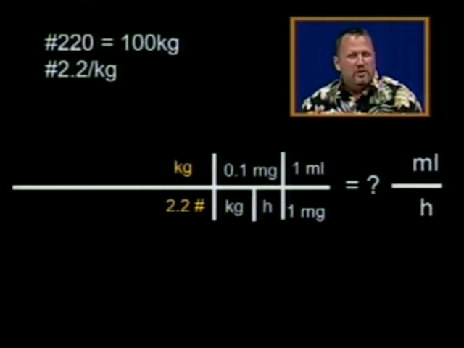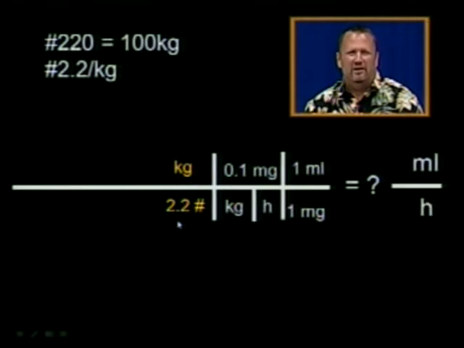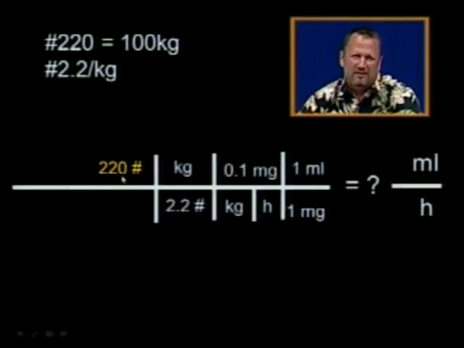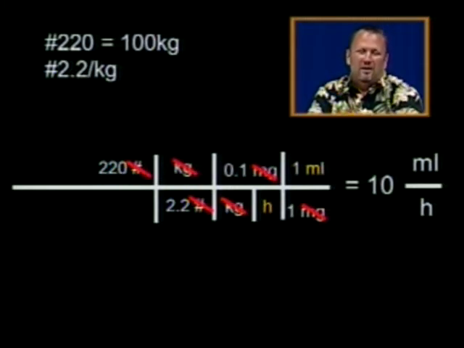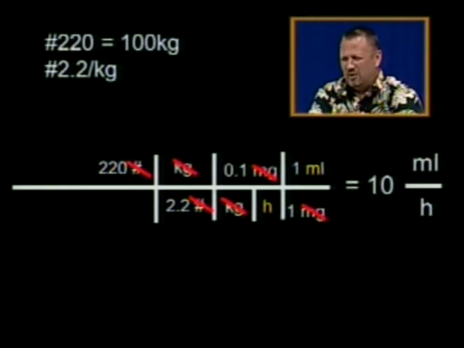Well, a kilogram is equal to 2.2 pounds, which is the same thing as 2.2 pounds per kilogram. And so by putting kilograms in the numerator and 2.2 pounds in the denominator, I can cancel the kilograms, and now I need to get rid of pounds. So if we put the 220 pounds on top, then notice my pounds have canceled out, my kilograms canceled out, my milligrams have canceled out, and I'm left with milliliters per hour. And I'm left with 220 times 0.1 over 2.2, which is equal to 10 milliliters an hour.